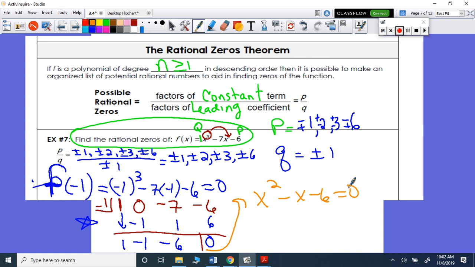Now, the directions say find all the zeros. Well, to find all the zeros, I need all their factors first. I know that x plus 1 is a factor because the -1 worked. What would be the best way to get the other 2 factors or zeros? Is that an easy one to factor? Yeah, it's a degree 2. You could use the quadratic formula, or you could find another one of these to divide again.